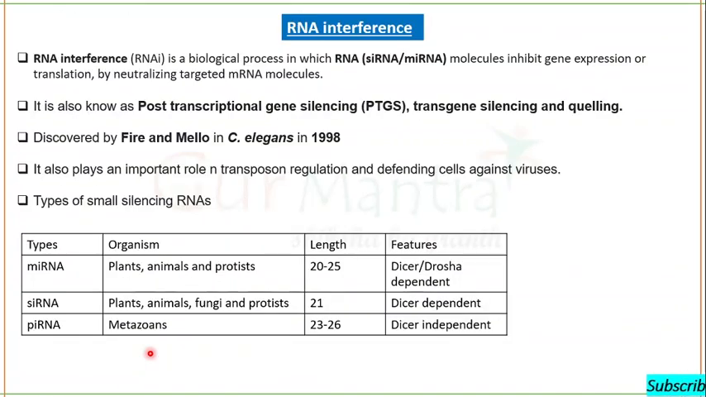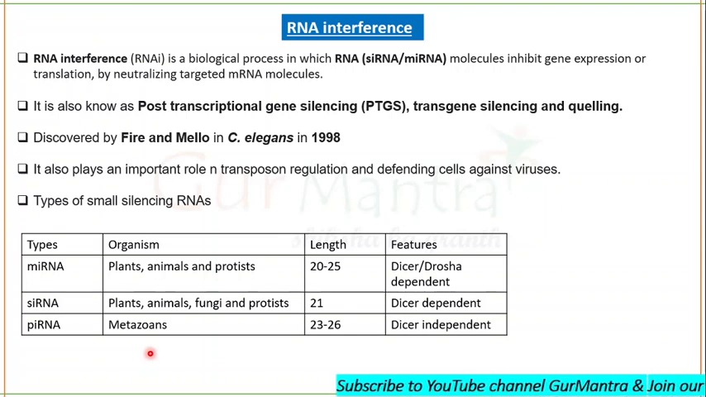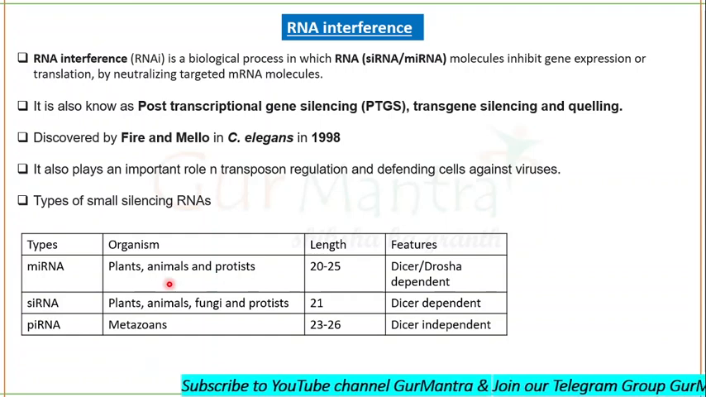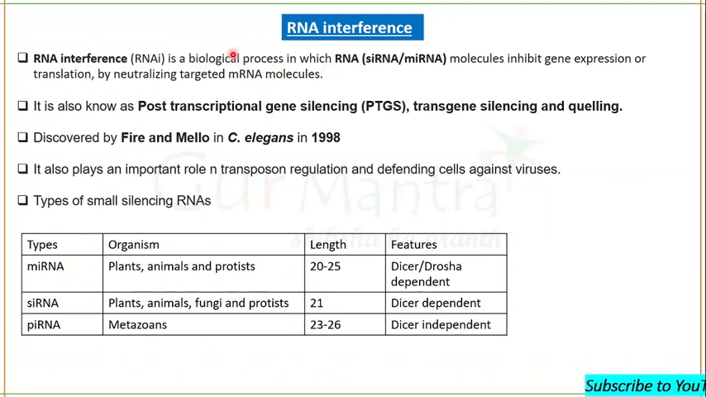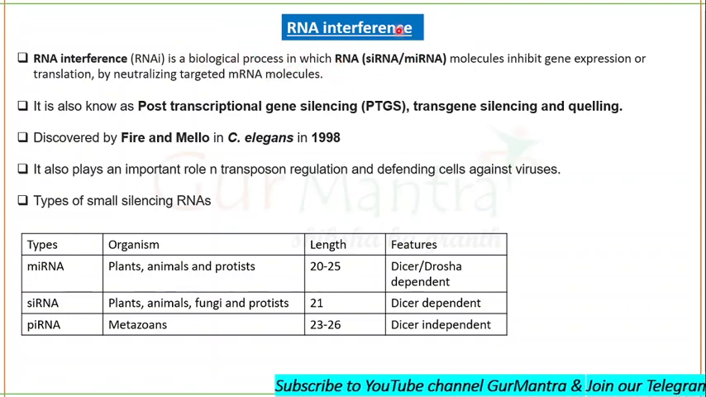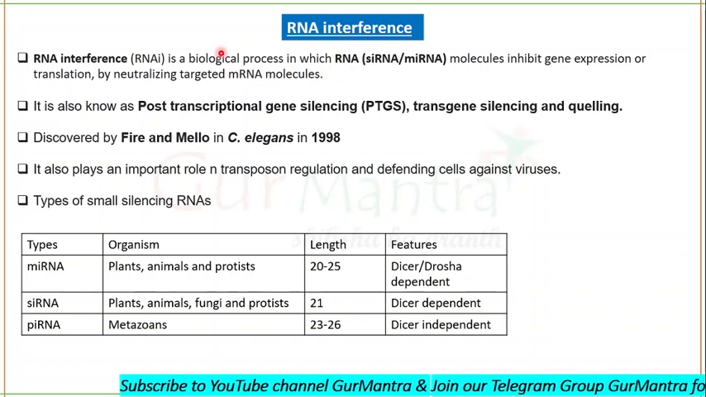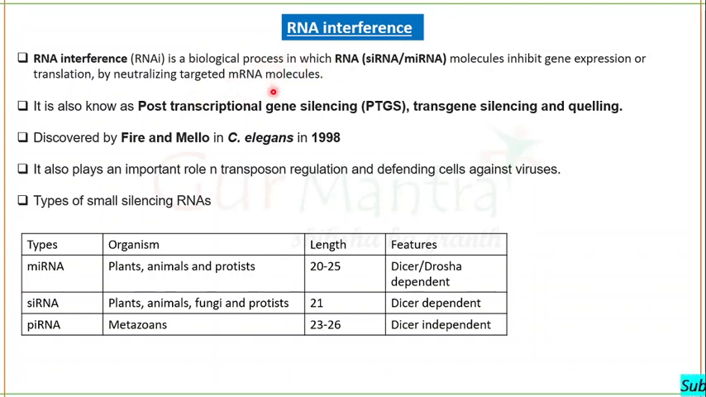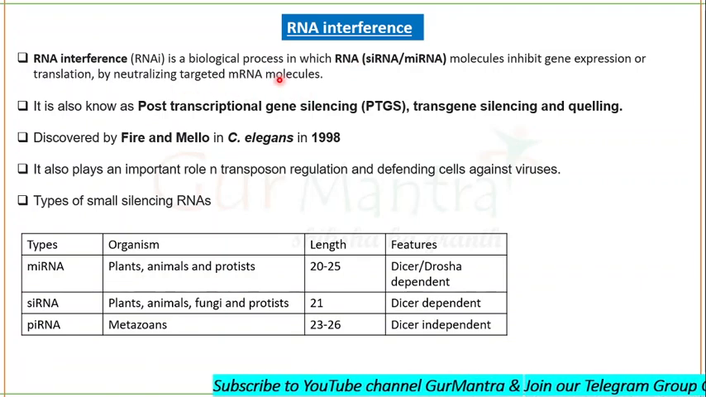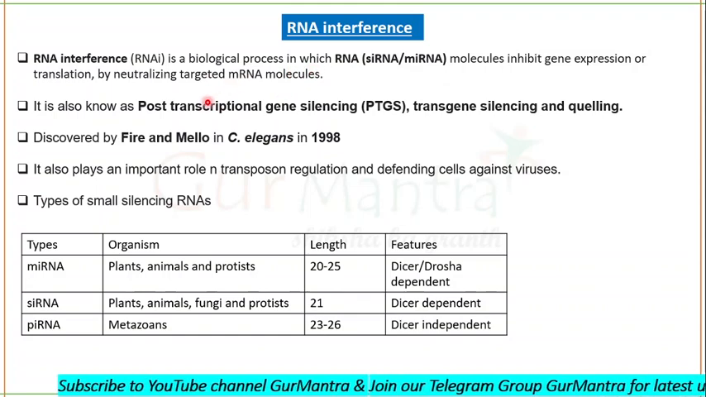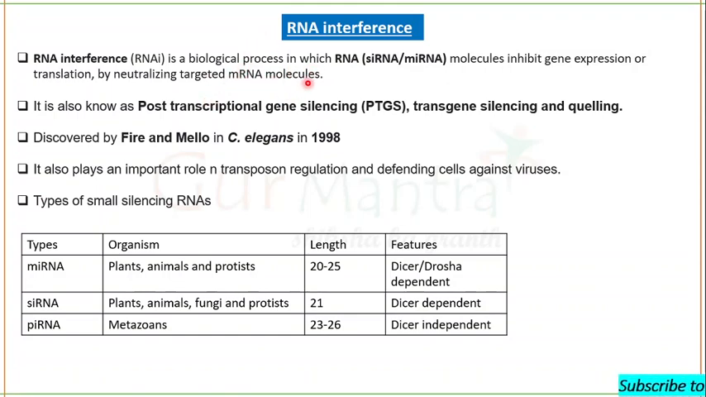So let's talk about RNA interference now. What exactly is RNA interference? RNA interference is a biological process. In this biological process, one RNA molecule is going to target another mRNA molecule, and it will cause the silencing of this mRNA molecule. It will not allow the translation of this mRNA molecule.